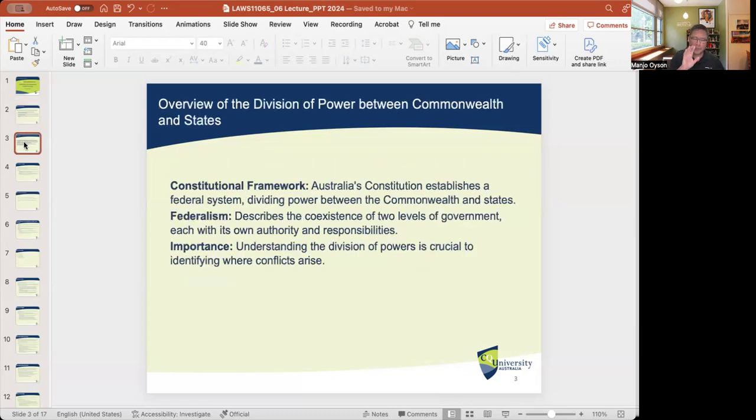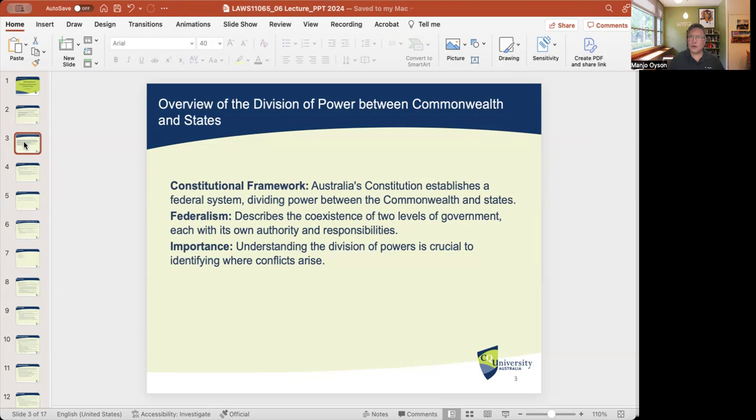Now, before we even dig deeper again into the issue of conflict of laws in terms of the laws passed by the Commonwealth Parliament and the state parliaments, we always need to be reminded that at the time of federation, what it practically meant was that the state parliaments had to surrender some of their powers in relation to the ability to pass laws in favor of the federation.